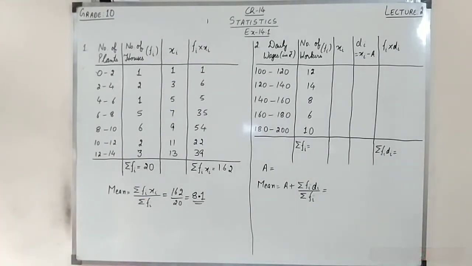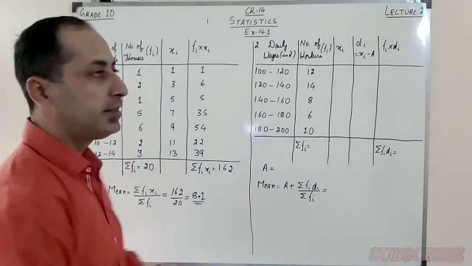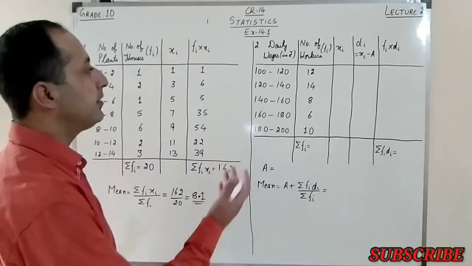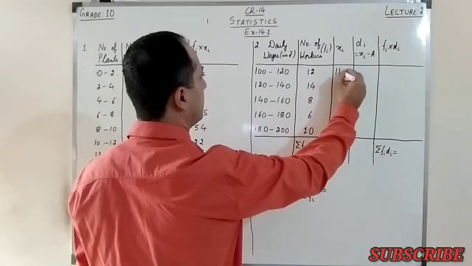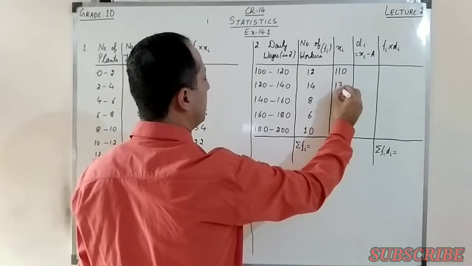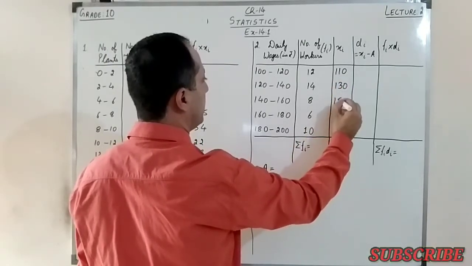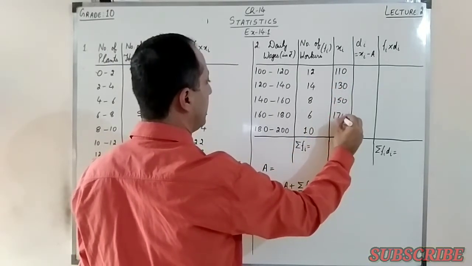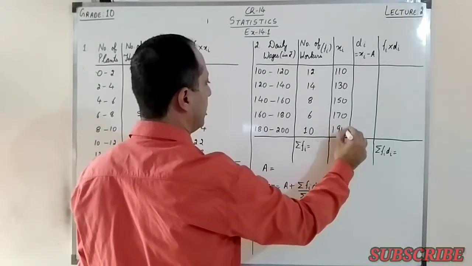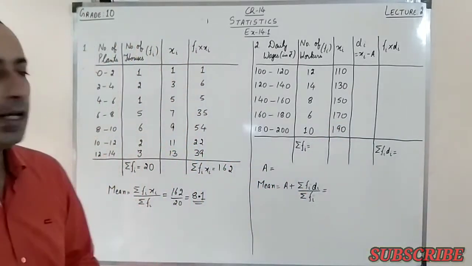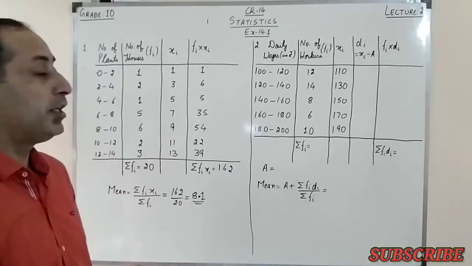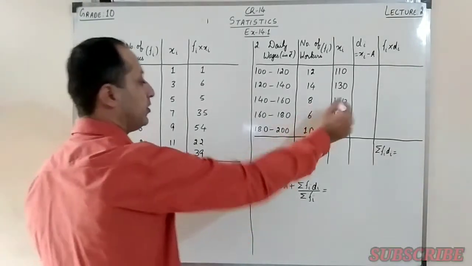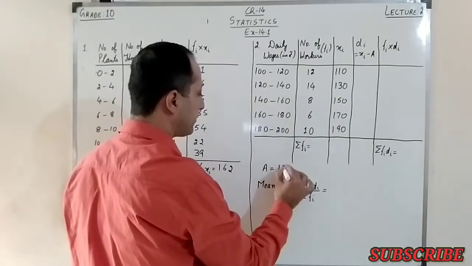Now we go to the next question, that is the second question of this exercise, and this question we will be doing using the assumed mean method. So first step again the same, we find the Xi here. So the first Xi is 110, then we have 130, 150, 170, and then we have 190. Now, A is the assumed mean which we take from the Xi column. We normally take the middle value. So we suppose this 150 as A.